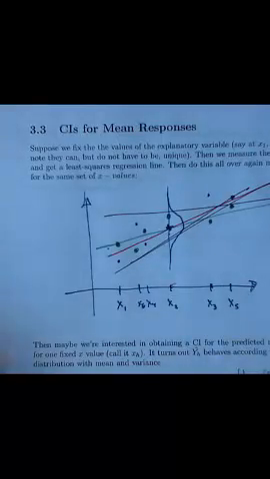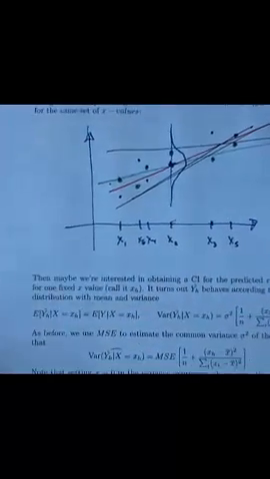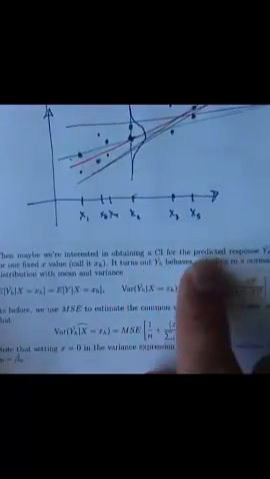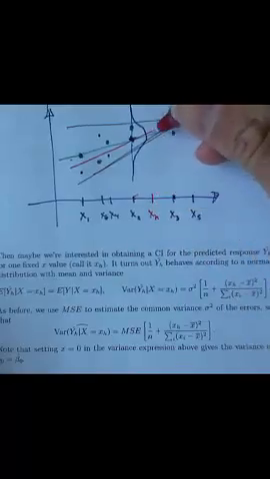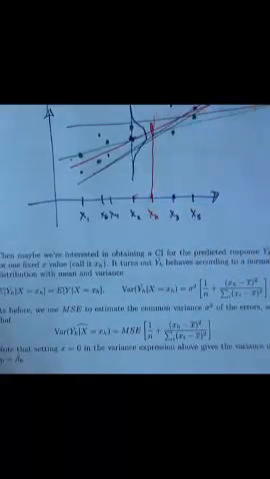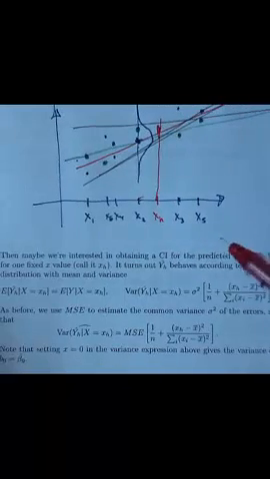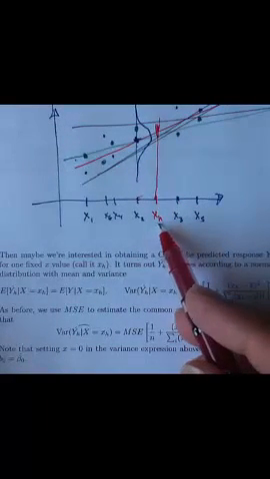So maybe you're interested in obtaining a confidence interval for the predicted response YH. H is just an index here. H for here. It's just a special mark, like this would be XH. So you're interested in predicting the response based on the fact that the explanatory variable is here.